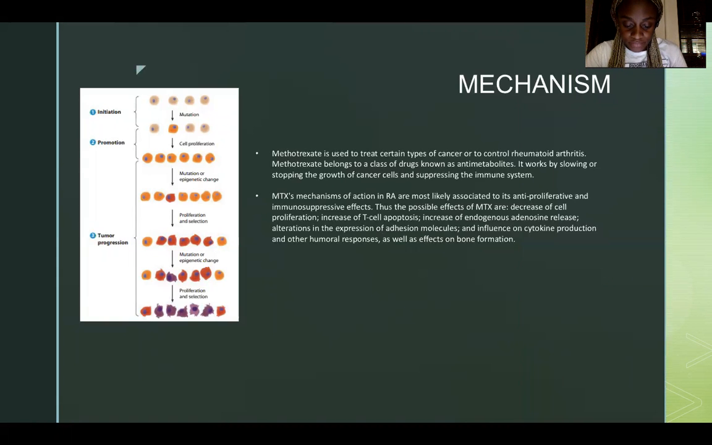So methotrexate is an antimetabolite. Basically, it is a chemotherapy agent and immune system suppressant. It is used to treat cancer and autoimmune diseases. The types of cancer it is used for are breast cancer, leukemia, lung cancer, lymphoma, and also bone cancer. It is also used for autoimmune diseases such as psoriasis, rheumatoid arthritis, and Crohn's disease.